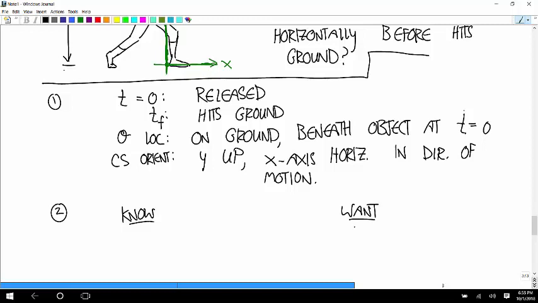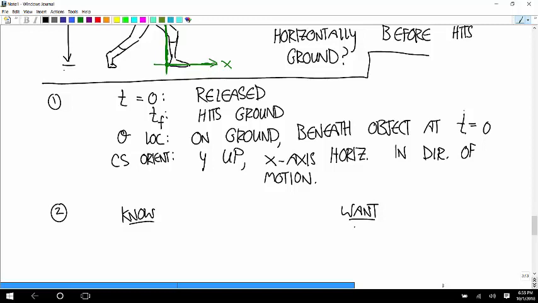Do we know time final? So that's how long it's in the air. No, we don't know that. Do we need it? Well, if we can get by without it, that's fine. I think in this problem, we are going to need it. We're going to find out that we need it as an intermediate variable. Like I said, that's pretty common, but for now, we'll just leave it out.